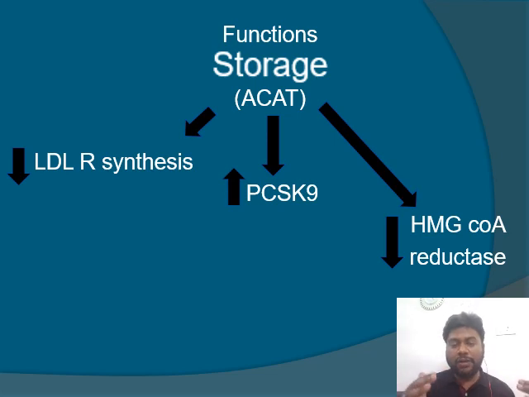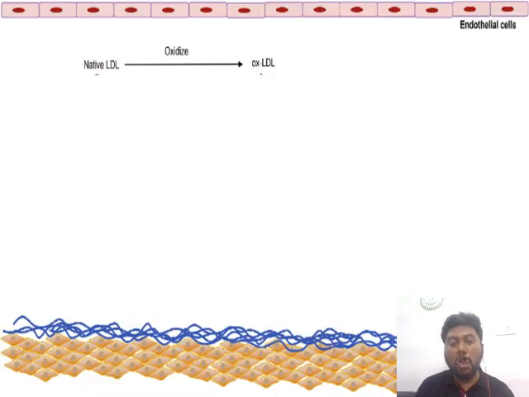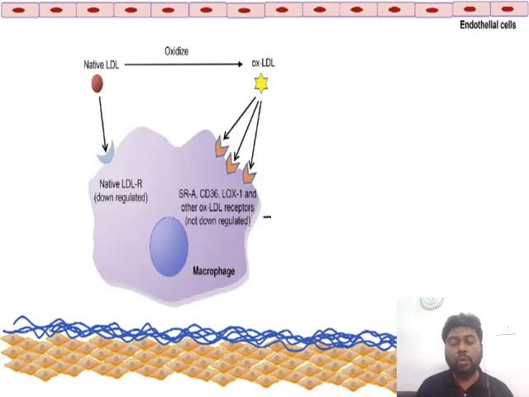Suppose it is not taking up the LDL, what will happen to that LDL molecule? They will be accumulating in the blood. So this excess LDL accumulating in the blood will be oxidized by the free radicals and converted to oxidized LDL or some other modified LDLs. These modified LDLs will be taken up by macrophages through the scavenger receptor A. This is an alternate way of LDL catabolism.